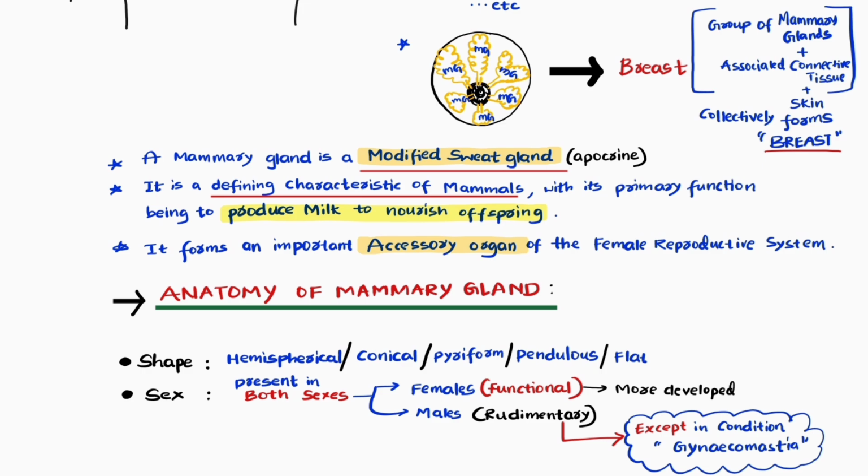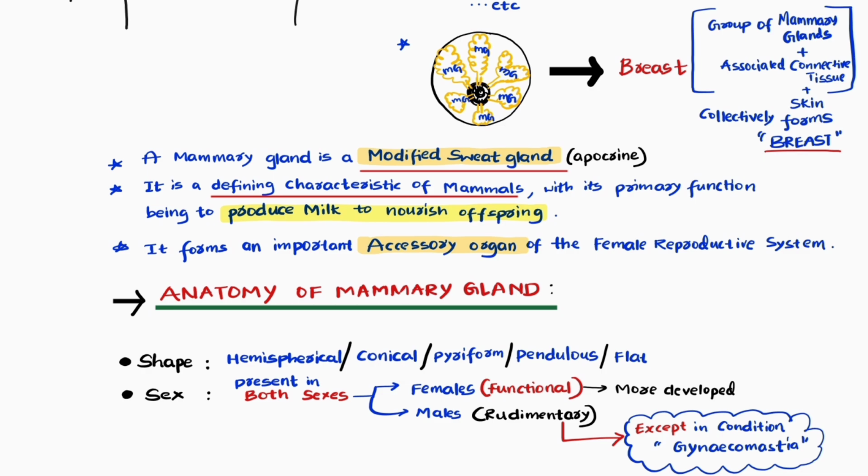This is very important in terms of the anatomy subject. The shape of the mammary gland is hemispherical or conical or piriform or pendulous or flat. There can be many shapes depending upon the individual or the stage of the mammary gland, like during pregnancy or adolescent age. So it can be of various shapes.